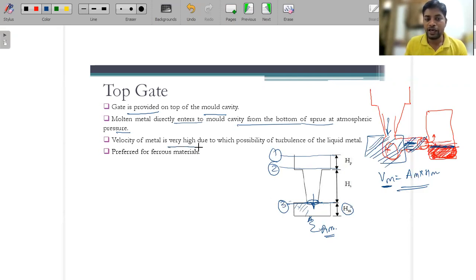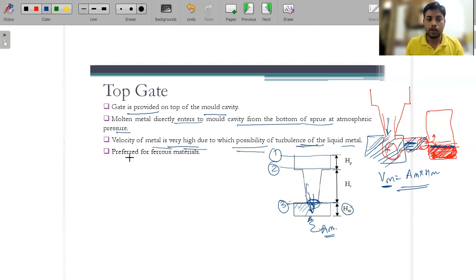The velocity of metal is very high, due to which turbulence of the liquid metal is possible. It's the same thing I told you in the beginning, in the second lecture, I think. It's not like a water tap with a bucket kept below and the water falling into that bucket. But if you take the example of the top gate, then it is happening like that only. The molten material comes through this side and falls inside this mold cavity. So the velocity of metal is very high, due to which there is a possibility of turbulence.